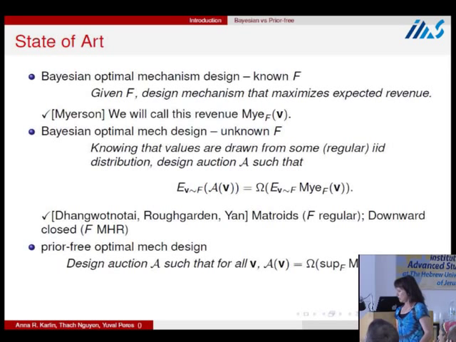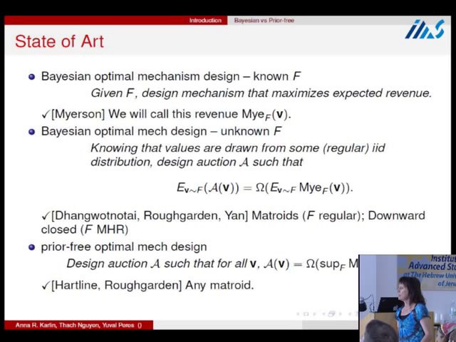And then I'm setting the target for prior-free to design an auction that on all inputs is able to compete with this benchmark that I already discussed. Oh, and I should say that essentially this has been done for any single parameter setting where the feasible sets are independent sets of a matroid.